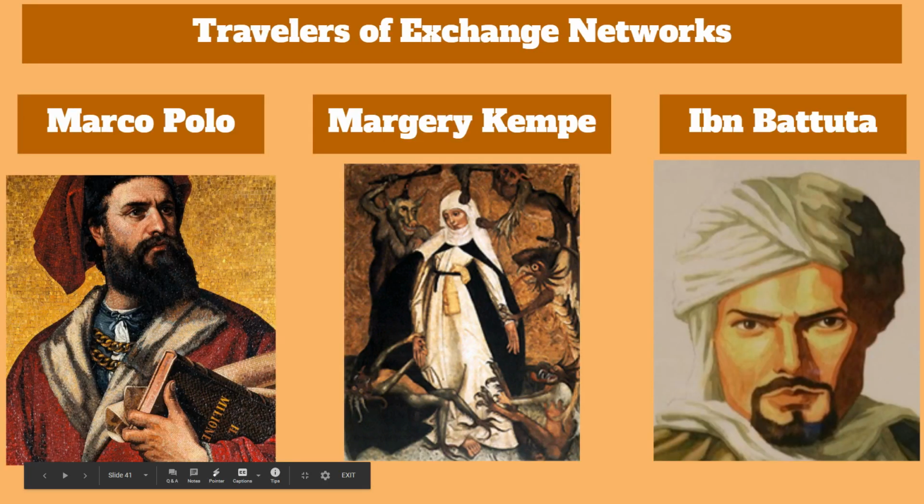Now, there were many travelers in these exchange networks, but we have three famous ones that you're probably going to see on the AP test. The first one is Marco Polo. Marco Polo was an Italian native from Venice. He visited the court of Kublai Khan in the Mongolian Empire. And when he visited there, the Chinese cities impressed Polo.